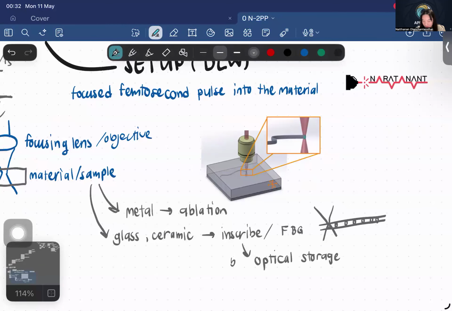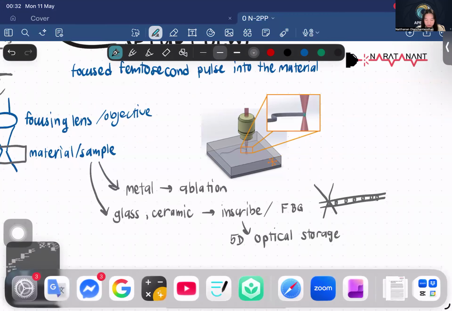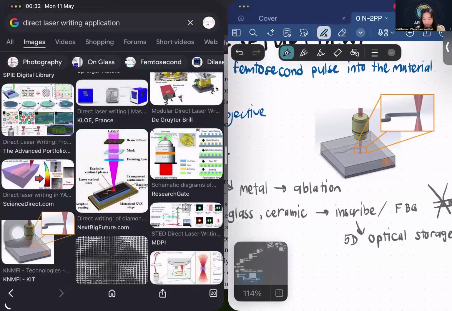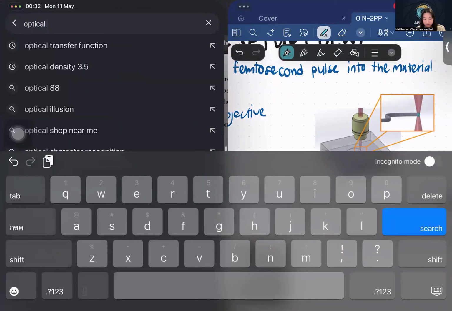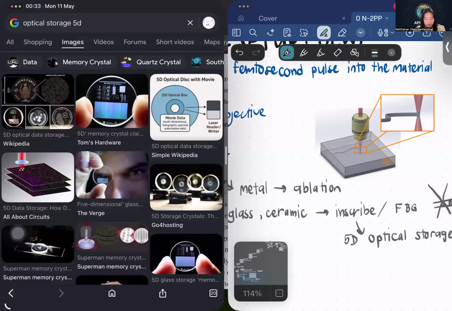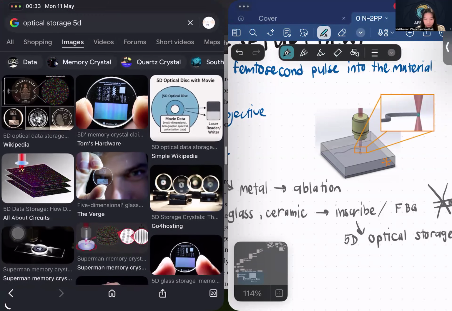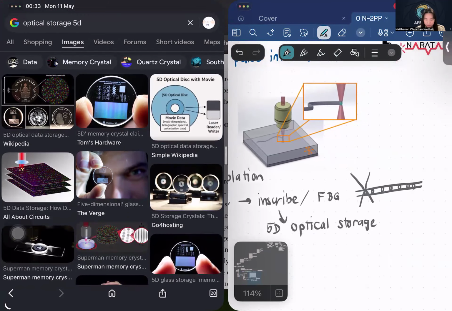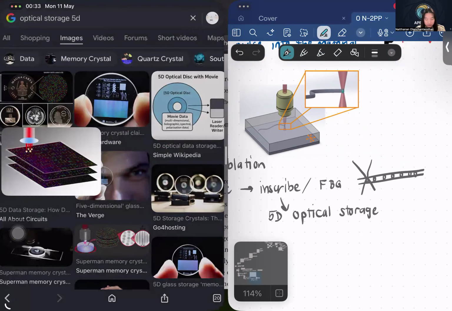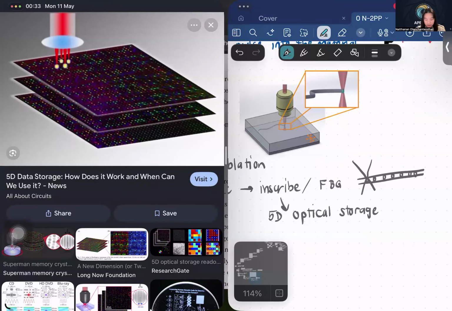5D. If you saw the news from Microsoft, they stored so much data inside a ceramic crystal, like a 5D memory crystal, which uses this same technique.